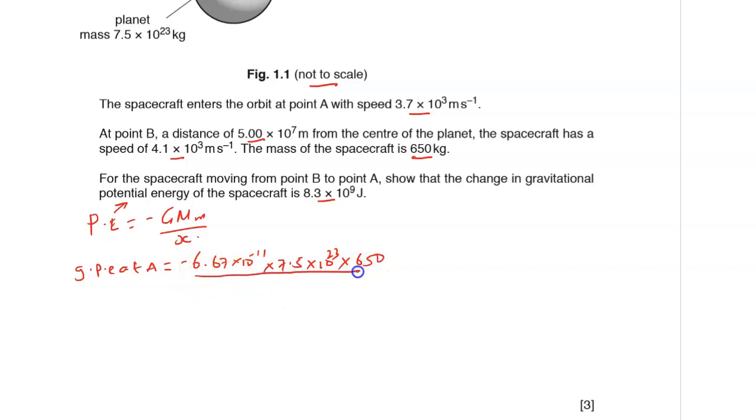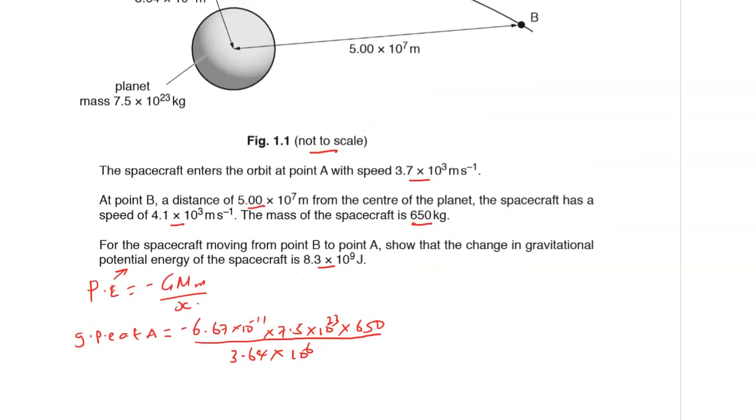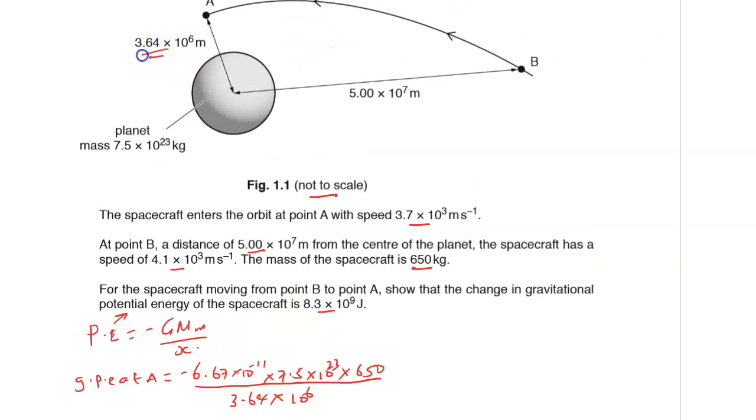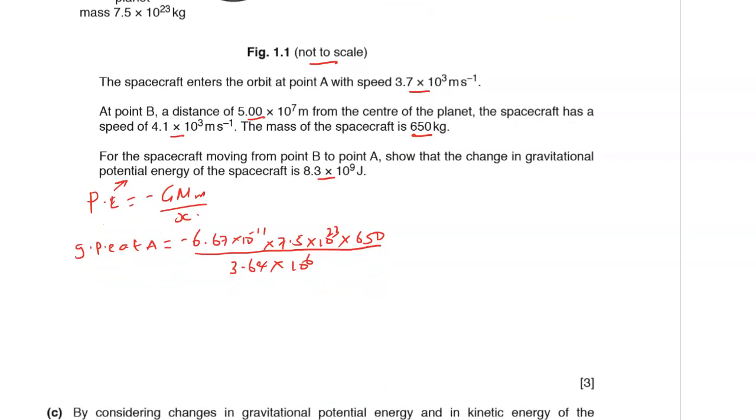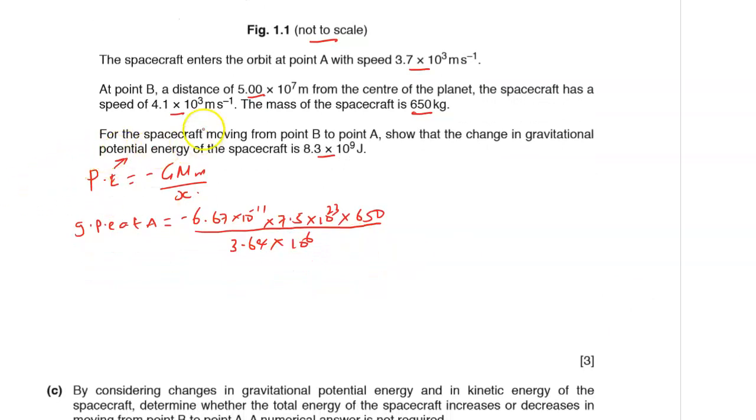Of course, the distance between the planet and point A is 3.64 times 10 raised to power 6. Of course, 3.64 is given right here, from the center of the planet to the orbit, or the height where A is at. When you work that out, you'll get 8.93 times 10 to the power 9 joules.